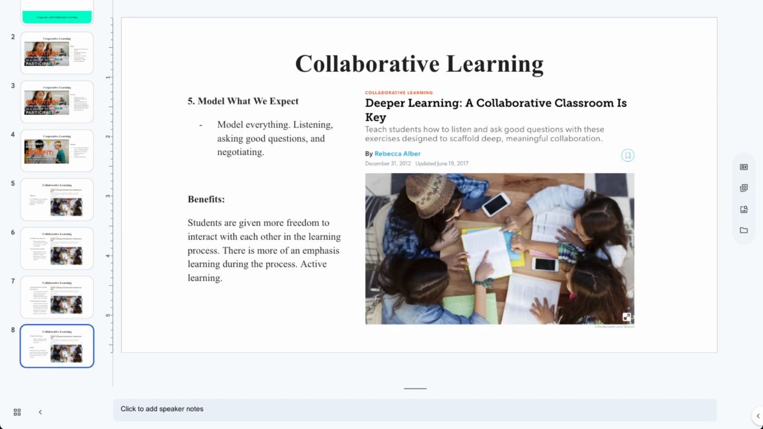The teacher's not looking just for a specific outcome or answer that the students are giving, but a majority of this learning is in the active learning process. So it's with the students, and what I think of as the journey is the main emphasis here. How are the students interacting with each other? And in this article, it was how are the students listening, asking good questions, and negotiating with one another. So again, this is a huge benefit of collaborative learning, is more of the freedom for students to work with each other, and that it's not necessarily outcome based, but it's how are they working together, actively learning in the process.